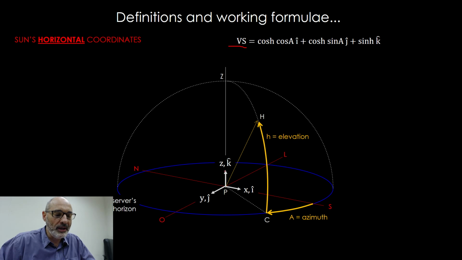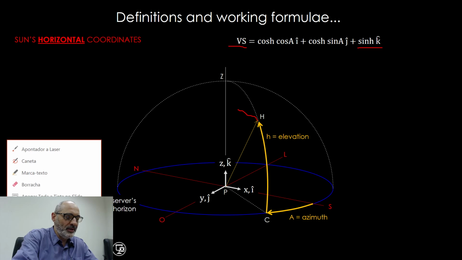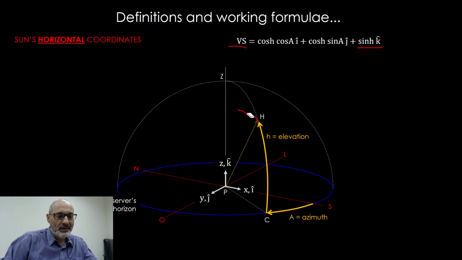You have x, y, and z, and the corresponding i, j, k unit vectors. Let's see the component in the direction of z. You see that if you project the solar vector on the z-axis, I'm sorry, I messed up here. Let me erase.